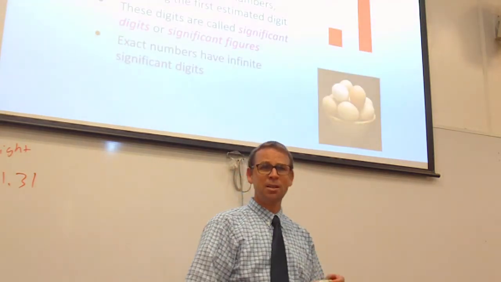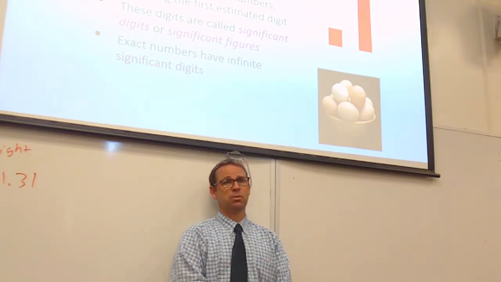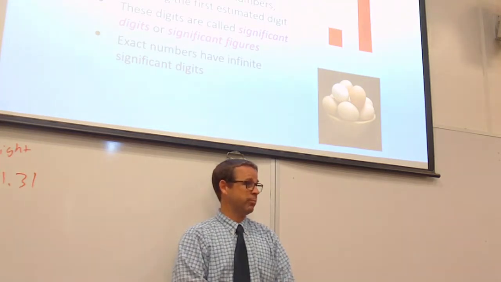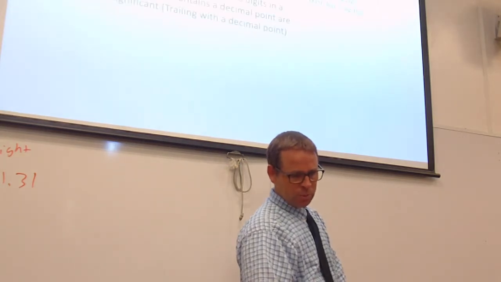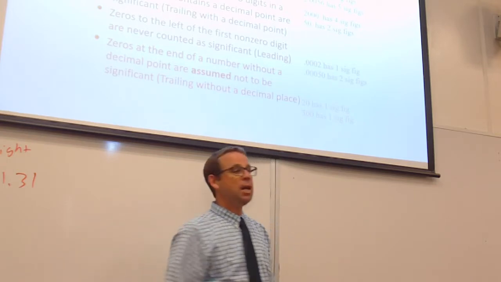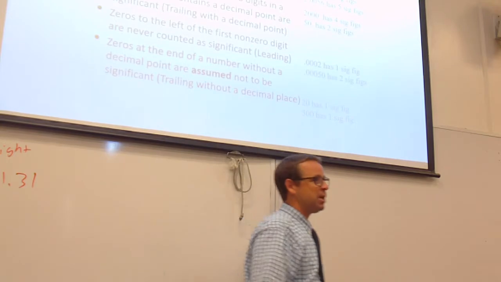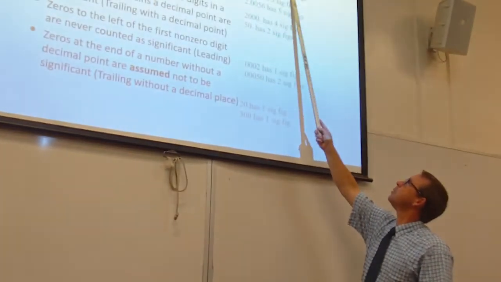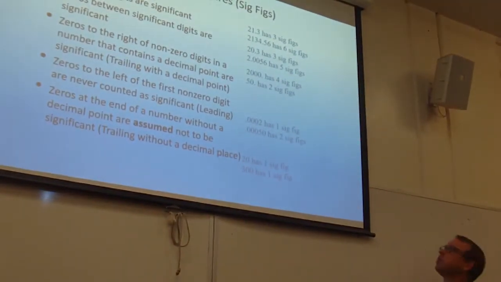Some numbers, like a dozen, are exact numbers. They're definitions. They don't have to be limited to the number of significant figures. All right? Exact numbers. So these are the rules for significant digits. Any number that's not 0 is a significant digit. So here's 21.3. We have 3 significant digits. All these are numbers, and so all of them are significant.